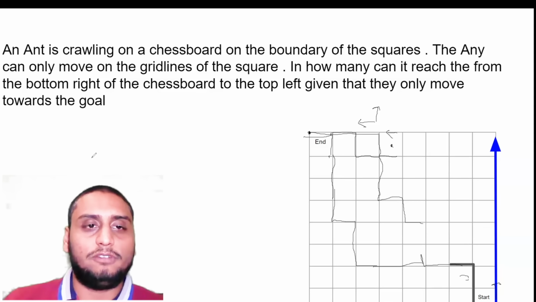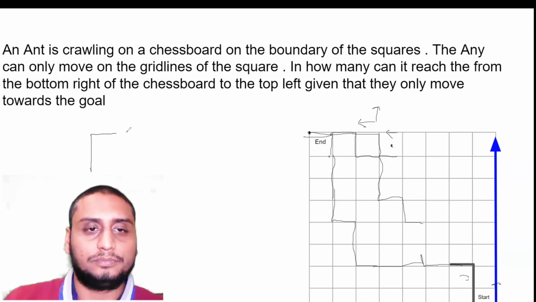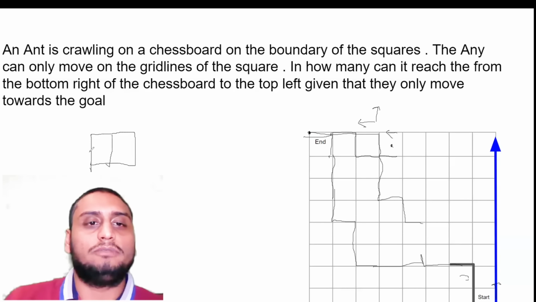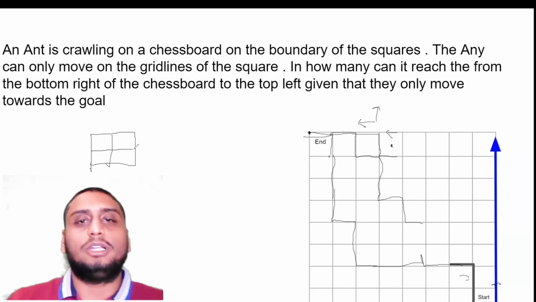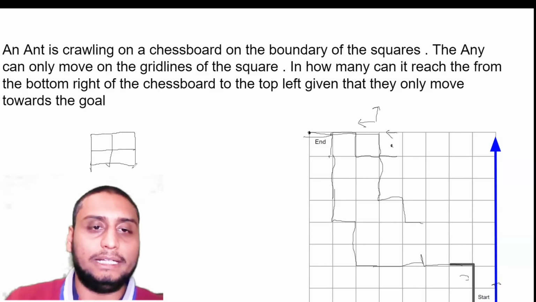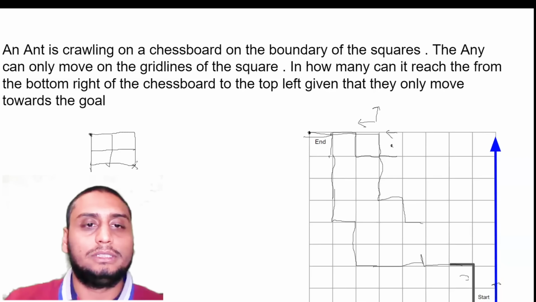So let us see for a smaller version. So you have to simplify the question first. First, build the solution for a smaller problem and then try to implement it for a bigger problem. So let's say the ant is here and it has to go from here to here. Okay. So what are the methods it can take?